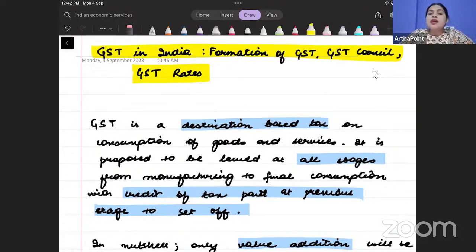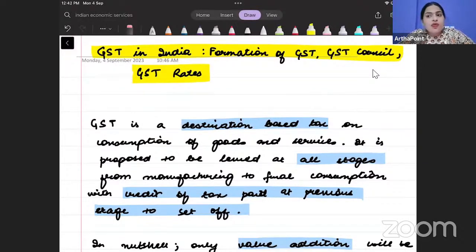ठीक है बेटा? Next, we want to go ahead and we want to talk about the GST Council. GST Council क्या है? How was GST Council formulated? Who are the members of GST Council? GST Council के members कौन-कौन हैं? कौन-कौन GST के council में आता है? That's the next thing we want to understand.